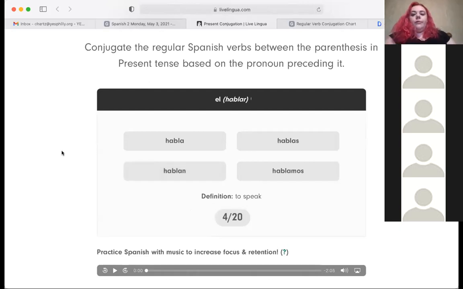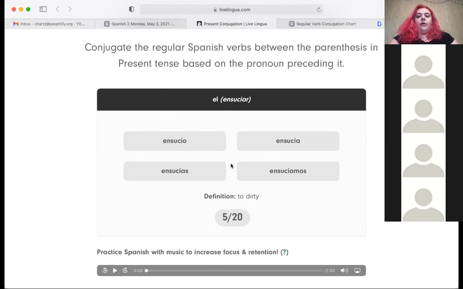Hablar is a verb that we work with a lot. So that's an AR verb too. And our subject is él, him. So are we going to say habla, él hablan, él hablas, or él hablamos? Which one is the correct one? Habla. Yep, that's correct. I know that she sent me a private message, but yes, that is correct.